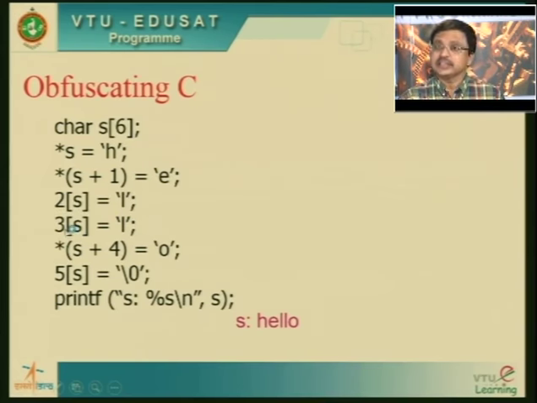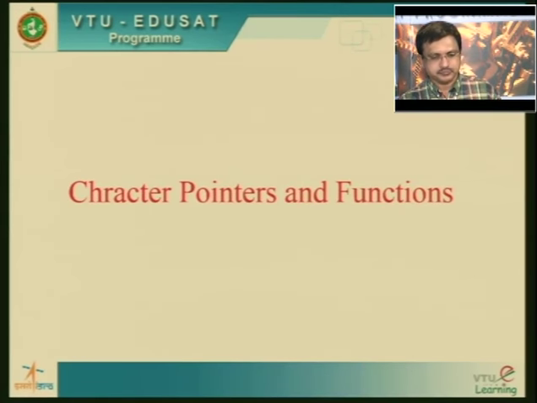Okay. Similarly, 3 of S is also assigned to L, then star of S plus 4 is equal to, sorry, O, and the last character happens to be slash 0. If I print the string now, I still get hello. So, look at the different ways of accessing the array element. Okay. So, the more you understand this, the more expressive you can be as a programmer.